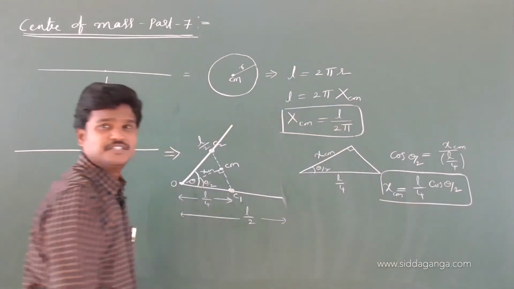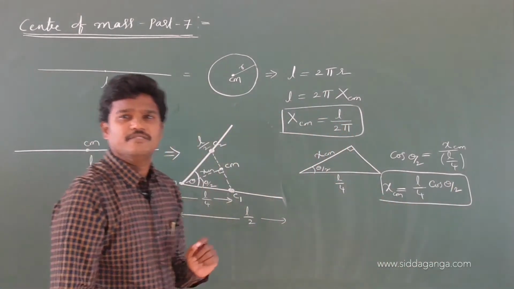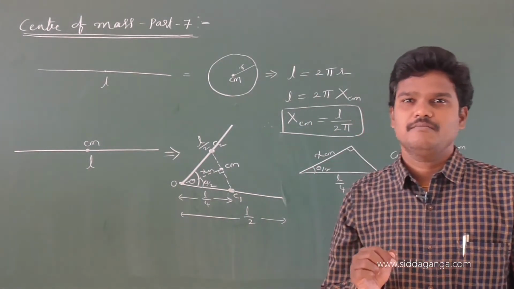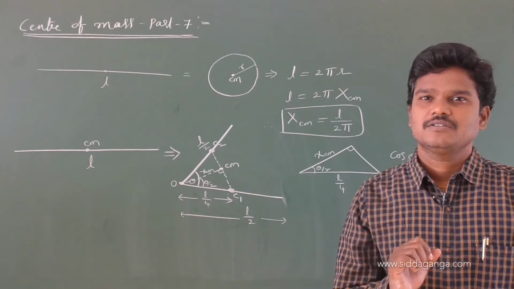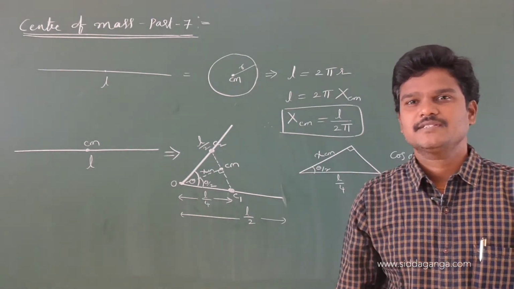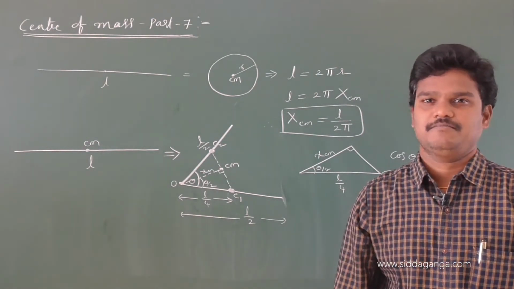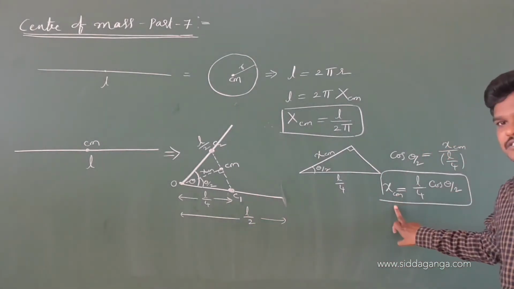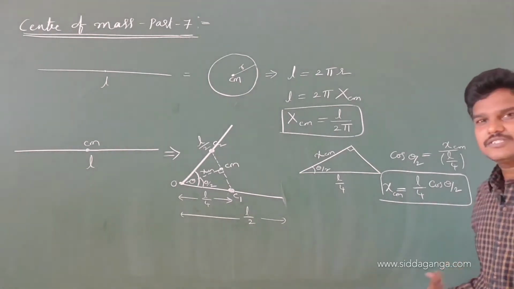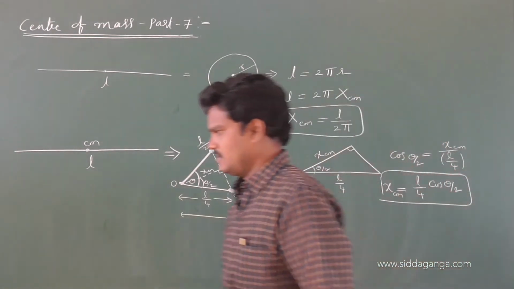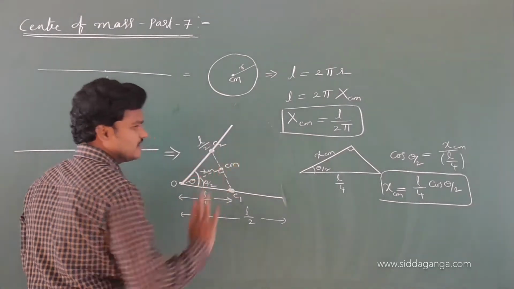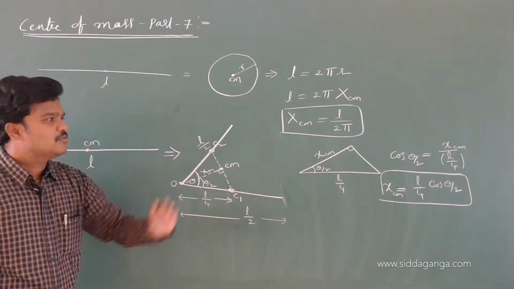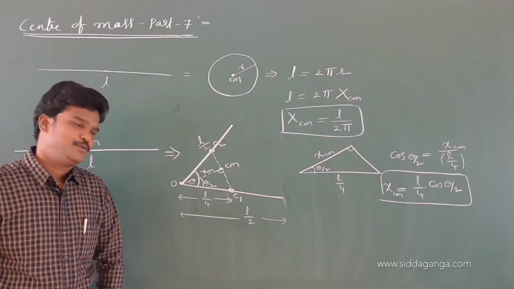So this is the shift in center of mass when a uniform rod of length L is bent at the midpoint such that the two parts make an angle theta between them. Now for the shift in center of mass formula, keep in mind xcm is L by 4 cos theta by 2. If you are good in mathematics, this is nothing. Okay, carry on now. xcm is equal to L by 4 cos theta by 2.